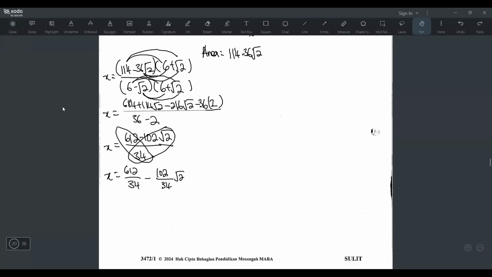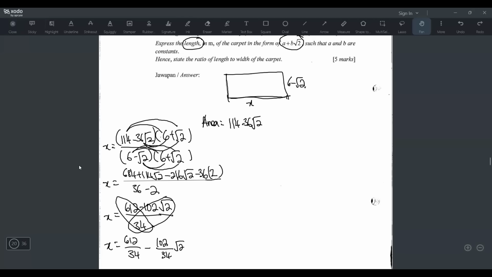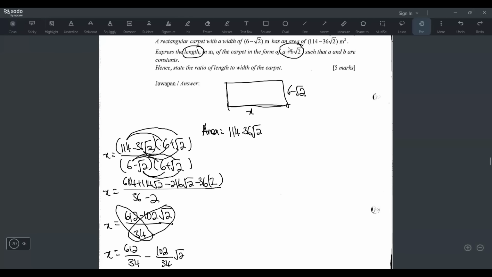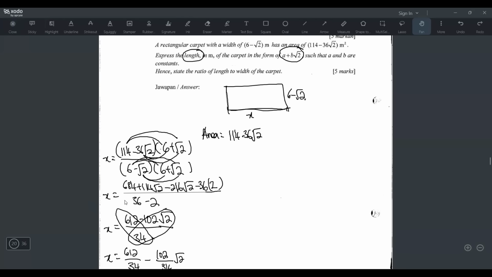Okay, now we can simplify this. Simply just press 612 divided 34, you get 18. 102 divided 34, you get 3. And then the square root 2 just right here. As you can see, my answer already looks like this, a plus b square root 2, and that's what they want, right? So you can see that the a is 18, and then your b is like -3.